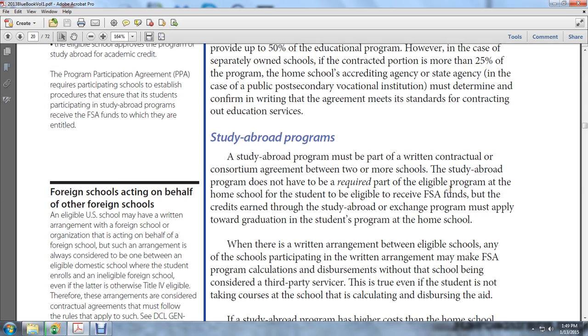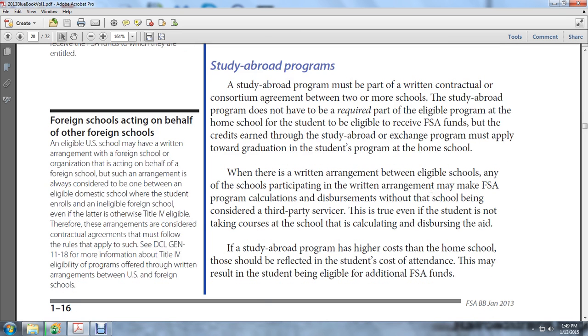With written arrangements between eligible schools participating in the federal student aid programs, one school may perform the calculation and disbursement of aid without being considered a third-party servicer. This is true even if the student is not taking courses at the school calculating the disbursement. If the study abroad program has a higher cost than the home school, this should be reflected in the student's cost of attendance. This may result in the student being eligible for additional federal student aid funds.